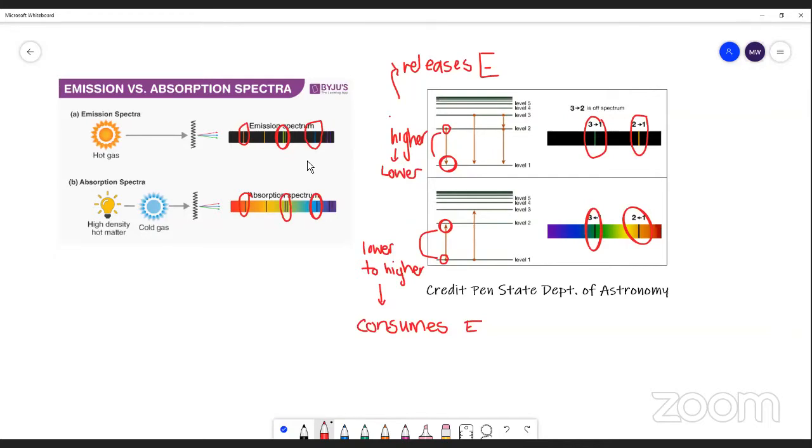So emission spectrum, you go from a higher energy level to a lower energy level, and you're releasing that excess energy. Absorption spectrum, you go from a lower energy level to a higher energy level, you're consuming energy. Because those energy jumps take the same energy just in opposite ways, you will see the bands at the same place, but they're going to look different. Emission spectrum: black band with colored lines. Absorption spectrum: colored lines with black bands. Make sense?